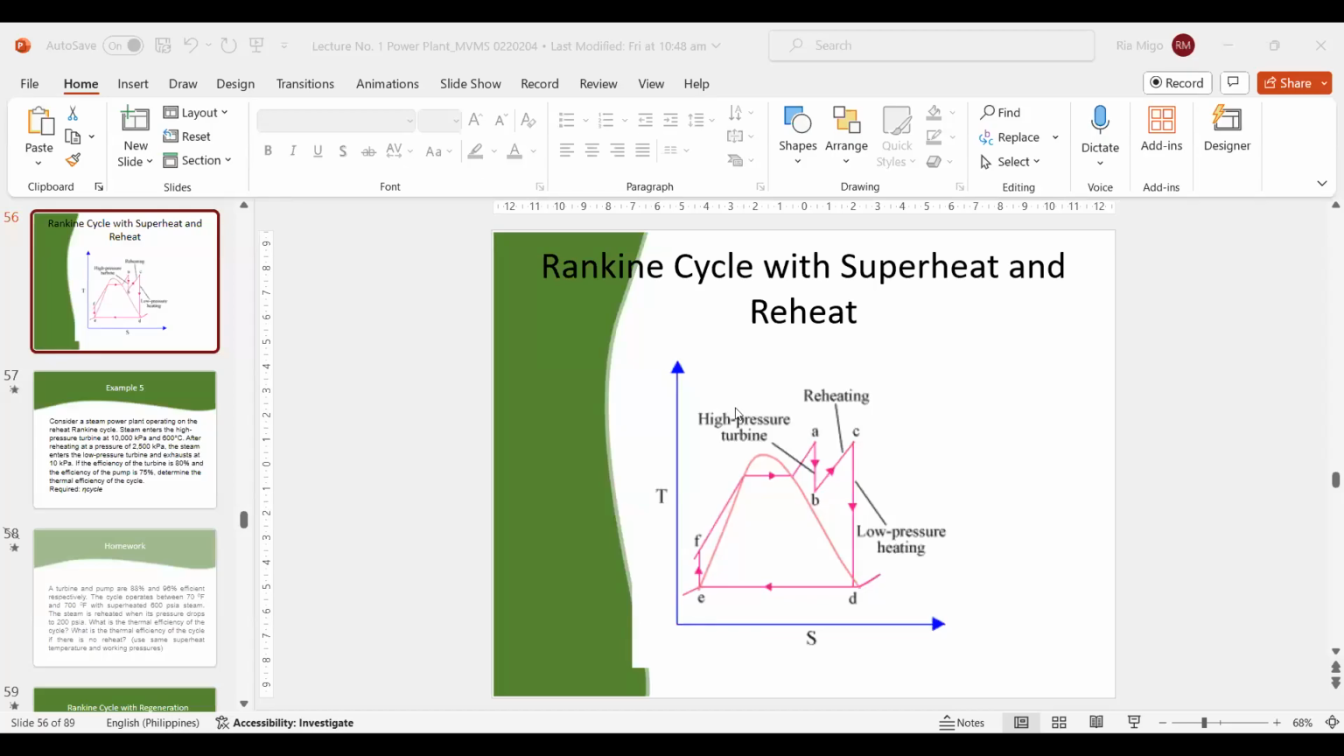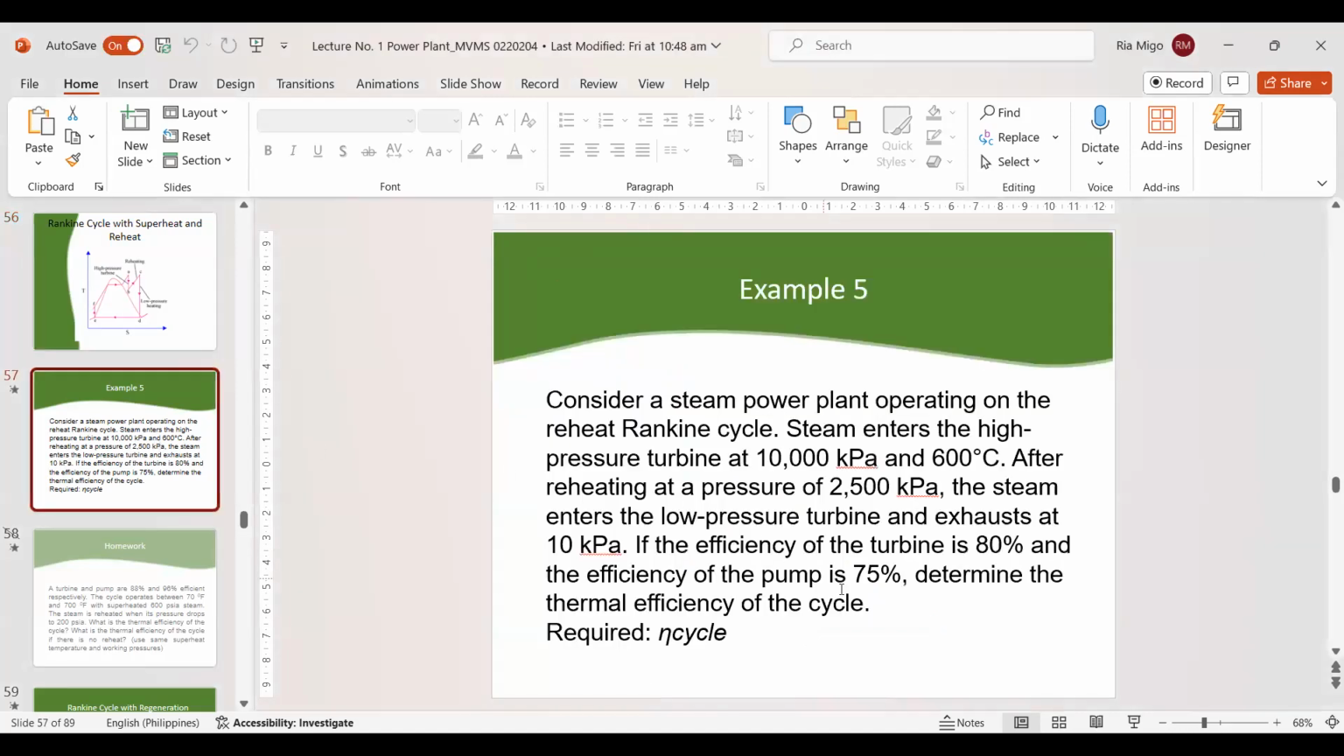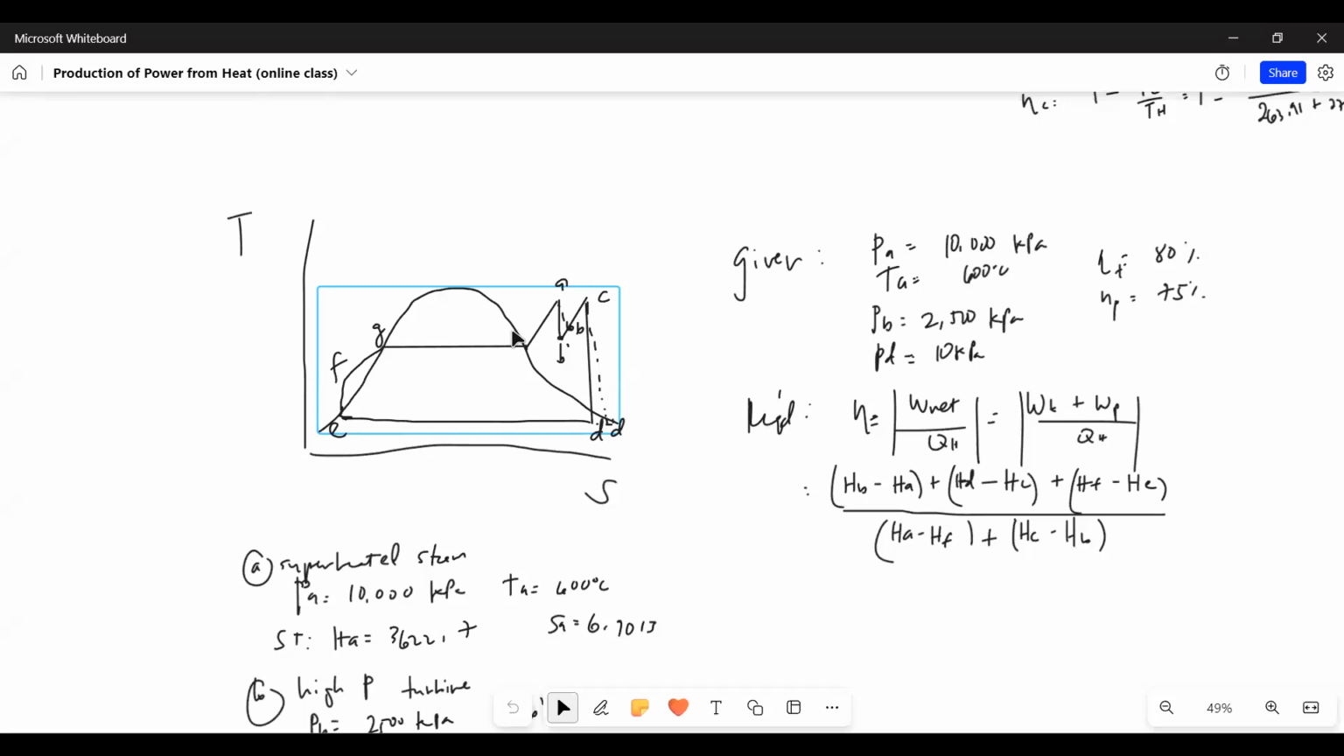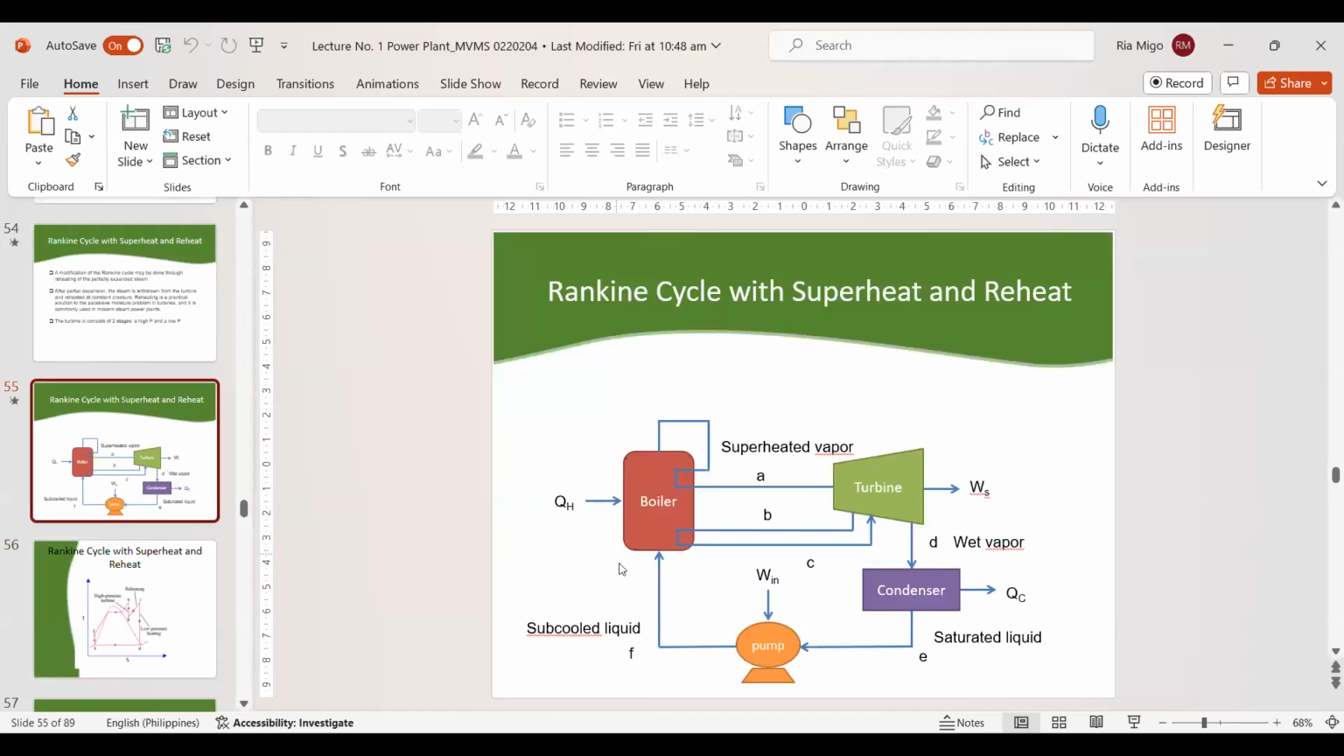Hello, everybody. So last time we discussed the Rankine cycle with superheat and reheat, and then we solved this problem. Let me share it. By the way, I noticed that some of you may be able to solve the problem by drawing the process diagram. Aside from the TS diagram, some of you may benefit from doing the process diagram as well. And that's okay. I encourage you to draw the process diagram as well. For example, for this one, the process diagram is here. Okay, so please feel free to draw the process diagram.